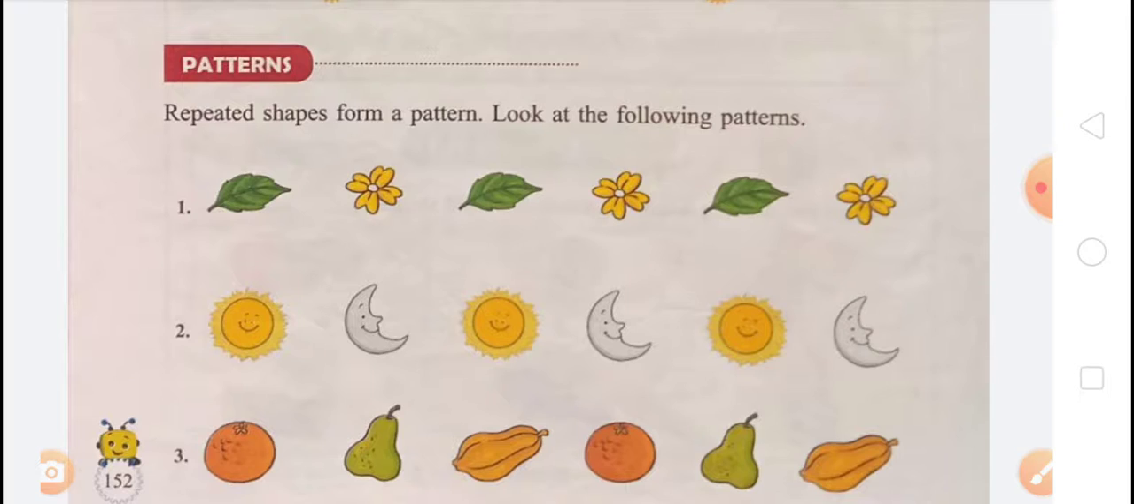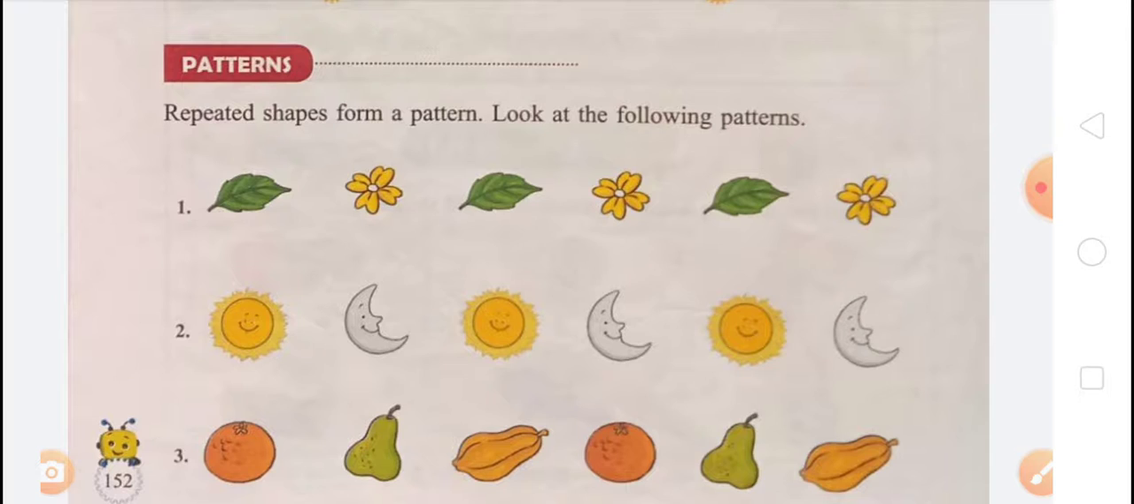First there is leaf, flower, leaf, flower, leaf, flower. You can see that leaf is repeated again and again, and flower is also repeated again and again. If you want to continue the pattern, that will be leaf and then flower, leaf and then flower.